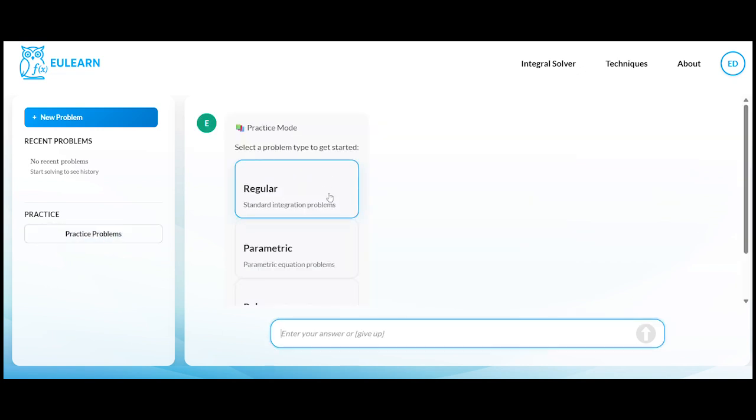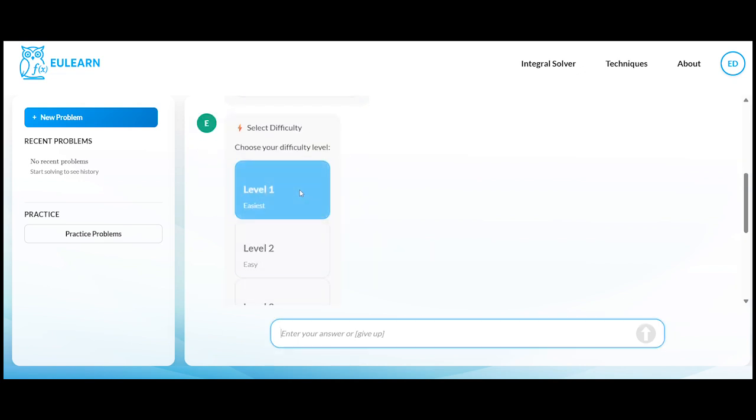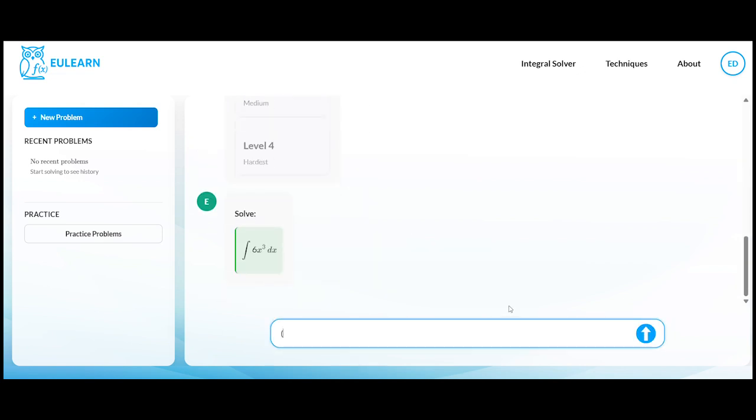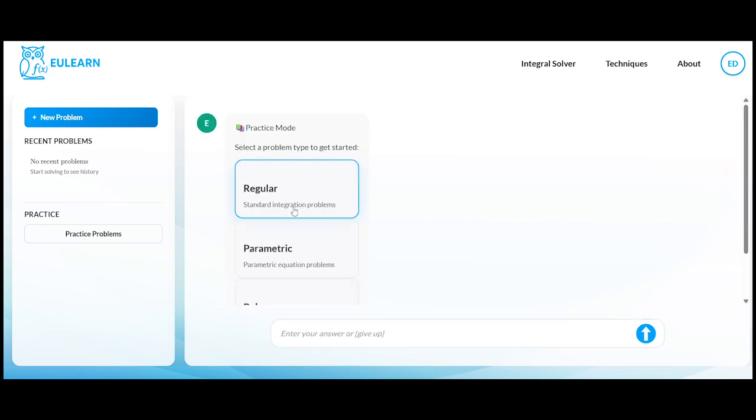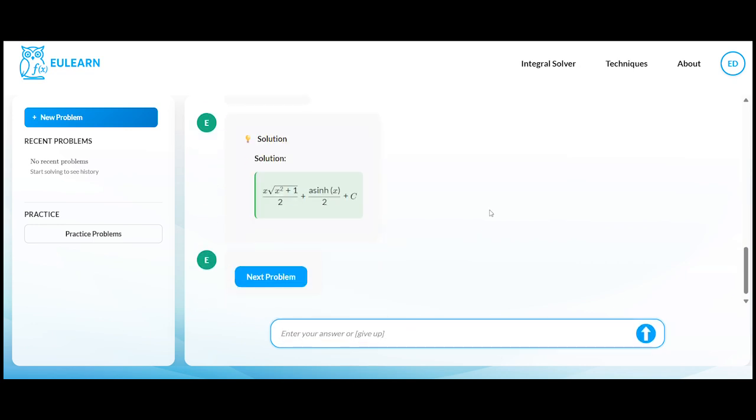Now let's do some practice. We have practice problems for all three problem types. Today we'll be doing some regular practice problems. We'll do a level 1 problem first. And for this one, the answer would be... Okay, that was correct. Now let's do one that's more difficult. Okay, this one's quite hard, so if we don't know the answer, we can give up. Alright, let's see how to do that problem.